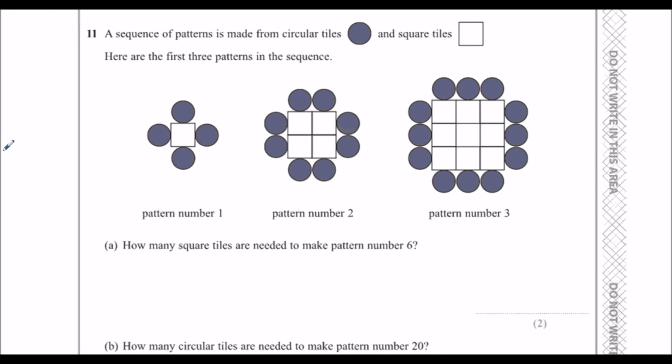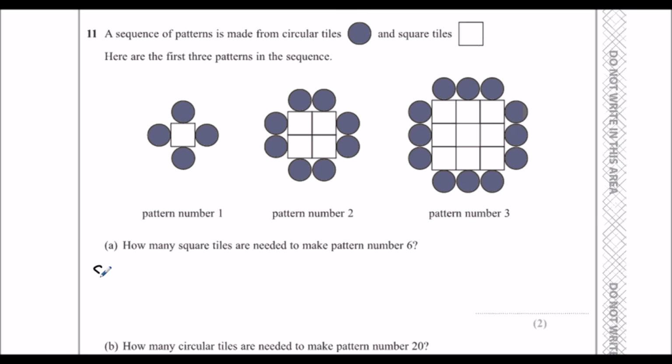Okay, question 11. A sequence of patterns is made from circular tiles and square tiles. Here are the first 3 patterns in the sequence. So we've got a square getting bigger every time, from 1 square tile to 2 by 2, and then 3 by 3. And then we've got the circular tiles on each edge of the square. So, part A, how many square tiles are needed to make pattern 6?